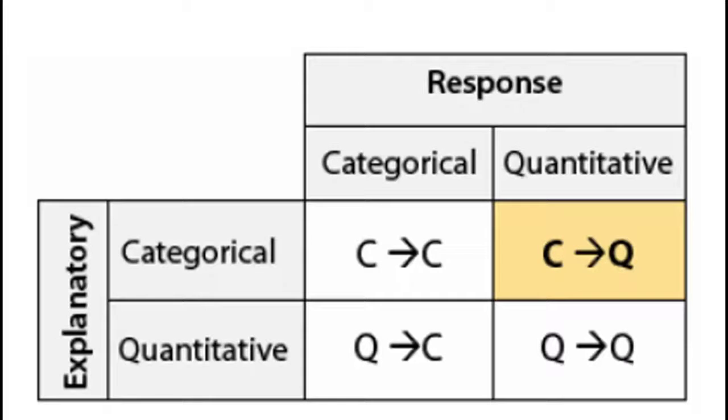So here we are in case CQ. We have a categorical explanatory variable and a quantitative response variable. Back in the exploratory data analysis unit, we would have examined the relationship between X and Y by creating side-by-side box plots and by supplementing that display with the corresponding descriptive statistics.